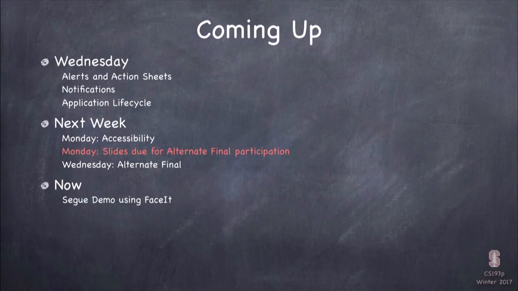Now I'm going to do all demo the rest of the way here. So I'm going to give you a little what's coming up. On Wednesday, I'm going to be talking about alerts and action sheets and also notifications and the application lifecycle. So application lifecycle is all those methods in App Delegate. Next week on Monday is the accessibility lecture. Also Monday, slides are due if you want to participate in the alternate final. You have to submit them by Monday. If you don't submit them by Monday, then sorry, you can't do the alternate final. But that's the only thing you do. You don't have to sign up or anything. Just submit your slides by Monday. And then Wednesday will be the alternate final next week.